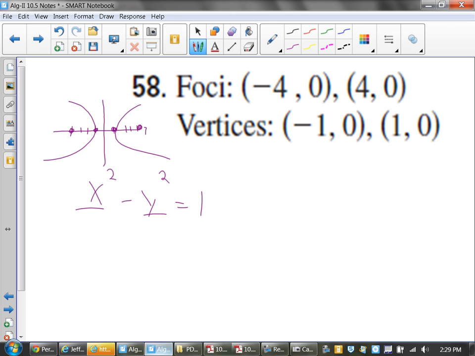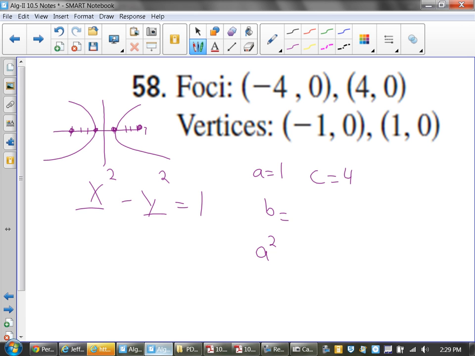The vertex, when you're centered at the origin, is that an A, a B, or a C value? A. It's an A value. So this means that my A value is 1. Focus, is that a B or a C? It's a C. Focus is a C. We'll call that 4. We have to figure out what B is.